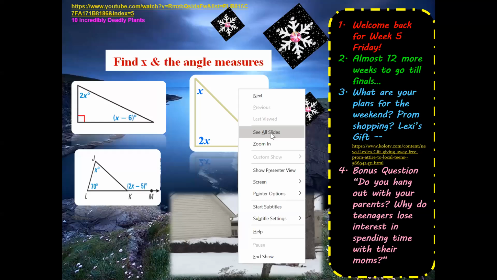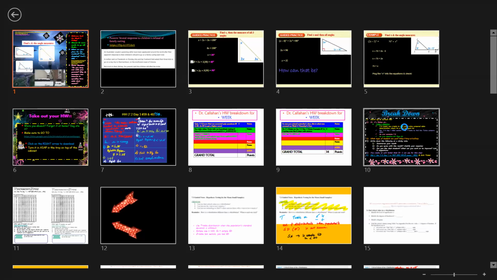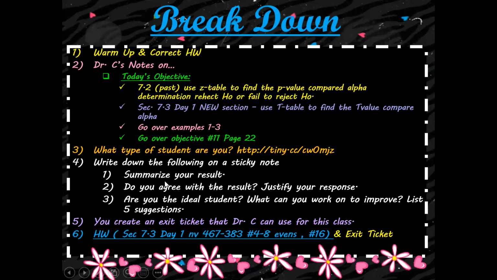All right, so with that said, let's go ahead and get started with today's stuff. This is a breakdown of what we're going to be talking about today. We're going to use 7.3 day 1. It's a new section. Use the t-table to find the t-value and compare with alpha. We're going to go over examples 1, 2, and 3, and you're going to go over objective number 11 on page 22 on your own. Your homework tonight is going to be for Week 5 Friday, number 4 to 8 evens, and then of course you have number 16 as well.